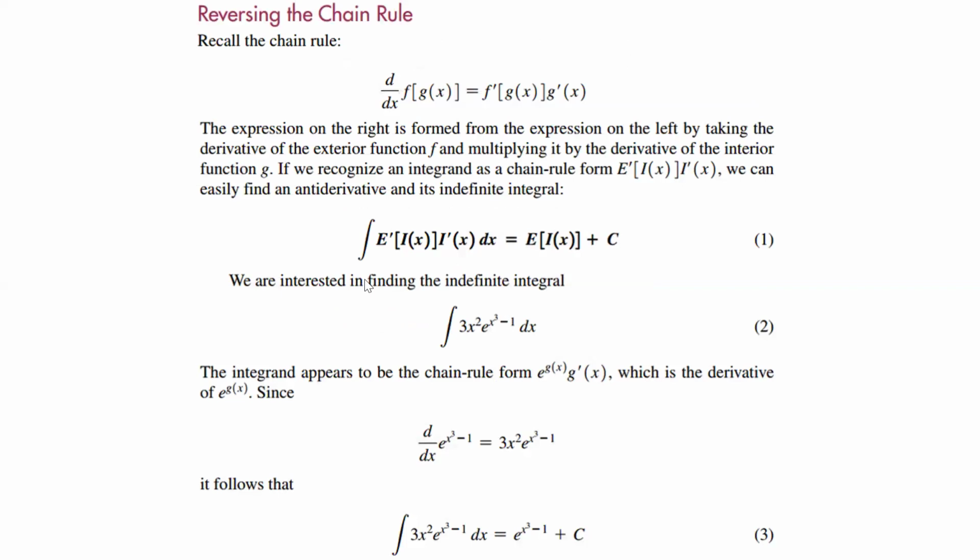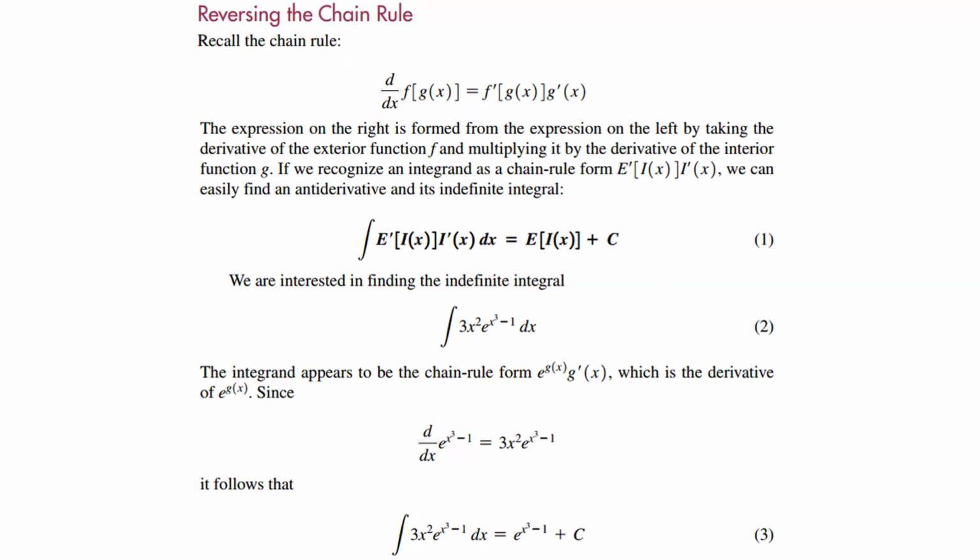With reversing the chain rule, recall the chain rule: you have f of g of x. You take the derivative of g of x out here and then take the derivative of f with the g inside. So you know what I'm talking about when you do that. Written, it looks like what's here. Now the expression on the right is formed from the expression on the left by taking the derivative of the exterior function f and then multiplying it by the derivative of the interior function g.